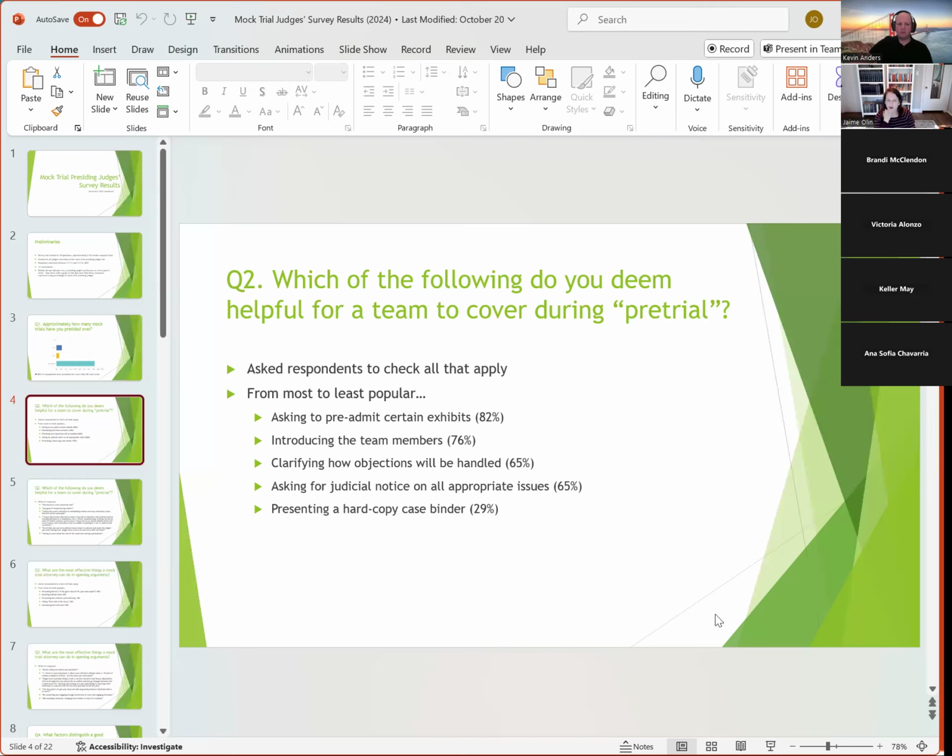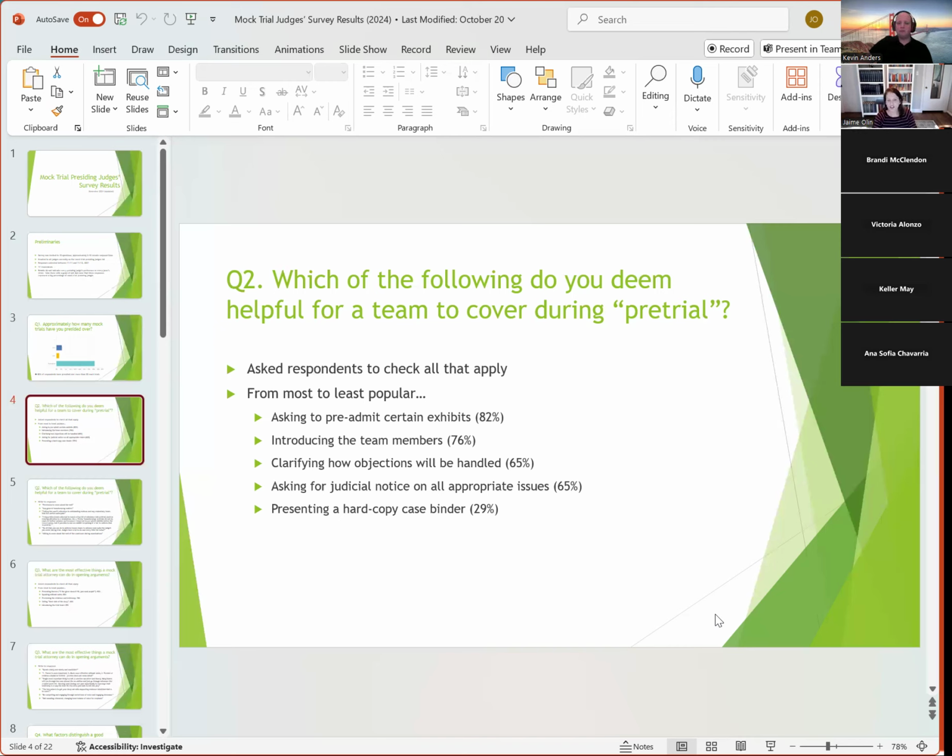When teams asked for clarification about how objections will be handled, that's something that a lot of judges like too, because it shows that teams are really thinking about these things. Also, asking for judicial notice on all appropriate issues. Again, that's something that would come in through the stipulations, but dealing with that sort of thing in advance rather than spending trial time on it shows good advocacy.